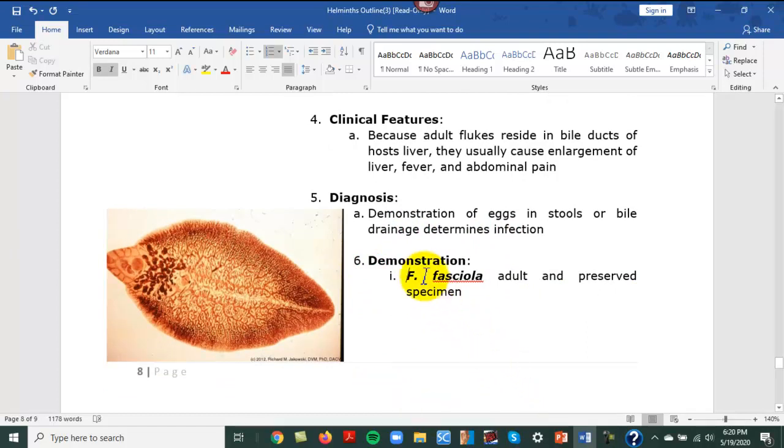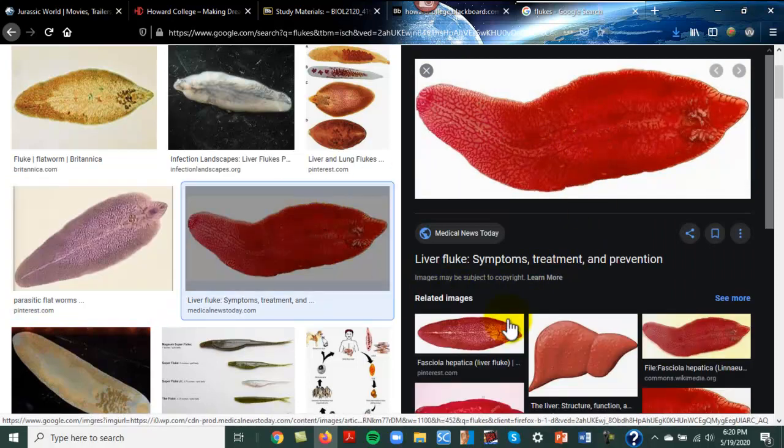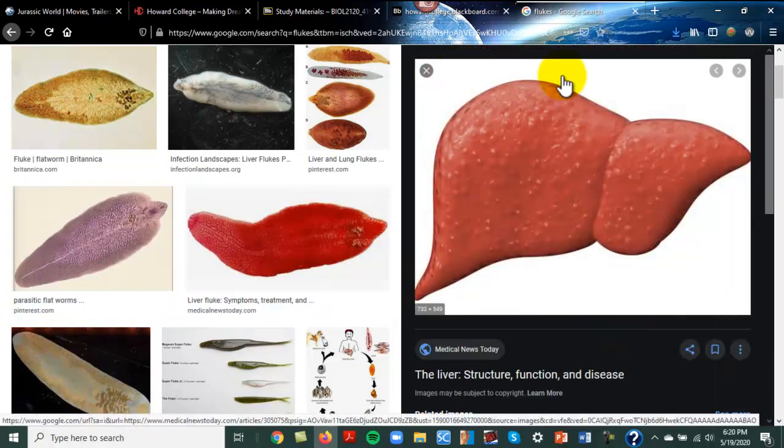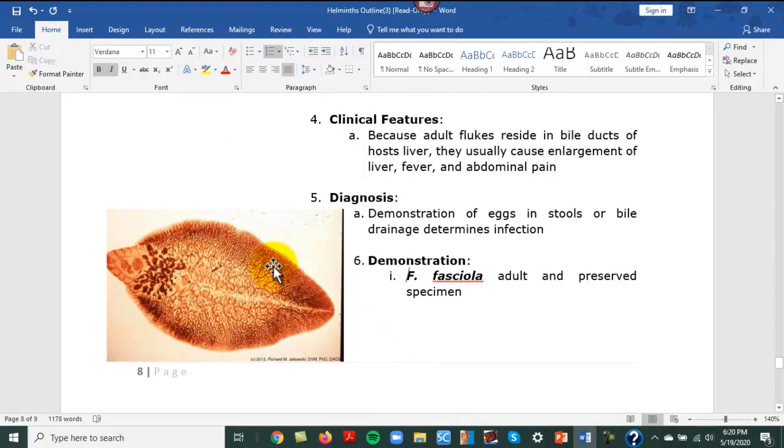Sorry, it's driving me crazy. So there's Fasciola hepatica right there. That's it. The whole thing. Liver fluke. And like I said, you can see here, they can get pretty big. And that's kind of showing something going on with the liver. All right, that is it.